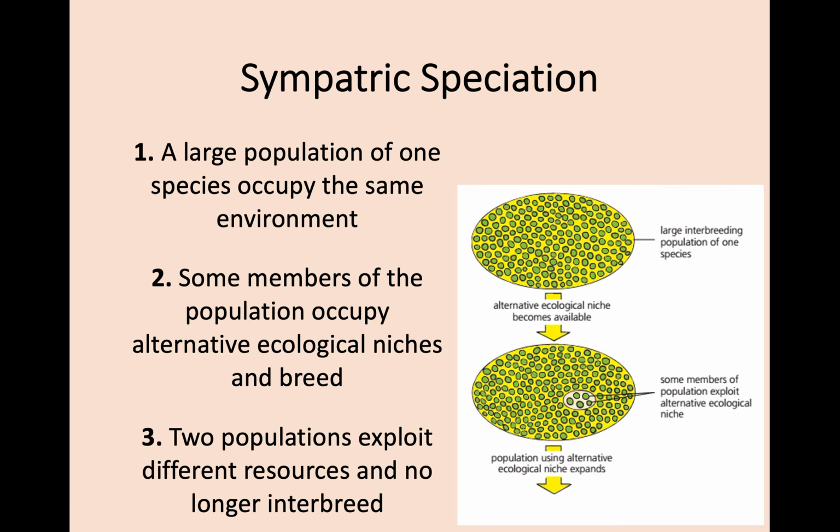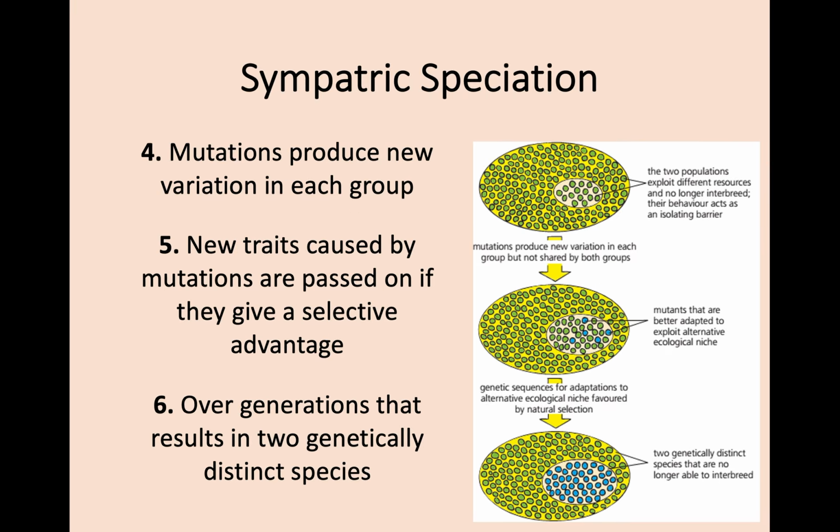Sympatric speciation, though, that we've spoken about already, is a bit different, you can tell just from the diagram here. You have a population of one species occupying the same environment, but this time some members of the population occupy alternative ecological or behavioural niches and they breed. So it's almost like within this one big group, two sort of cliques have been formed. And because of that, two populations exploit different resources, they no longer interbreed with each other, so again there's no passing on of genetic information or gene flow between the two populations, but there's not a physical barrier between them.